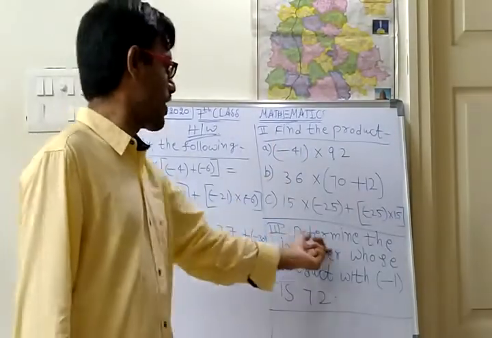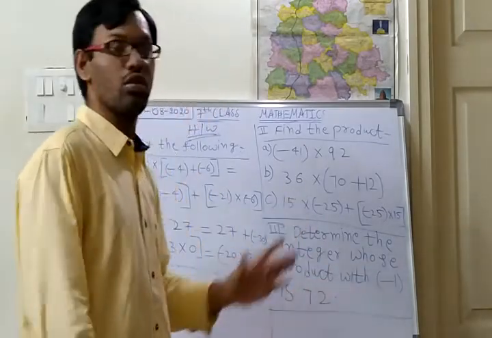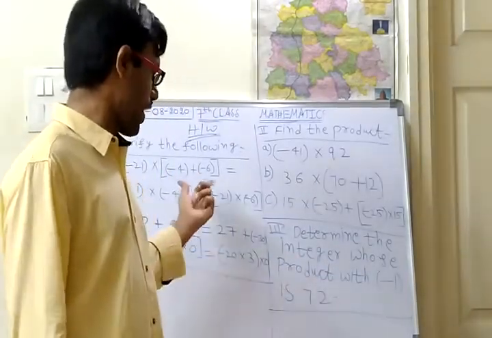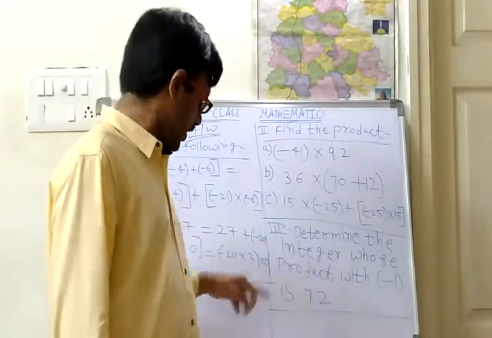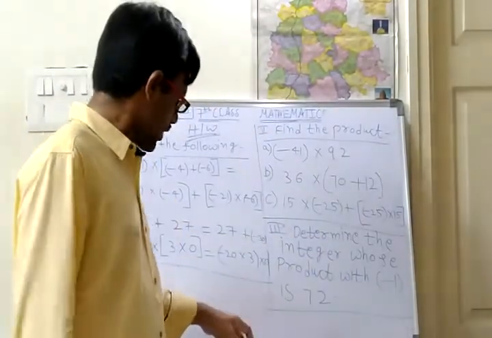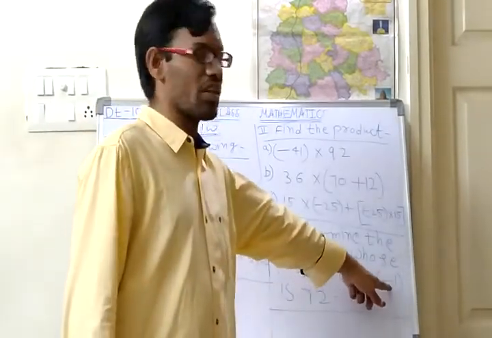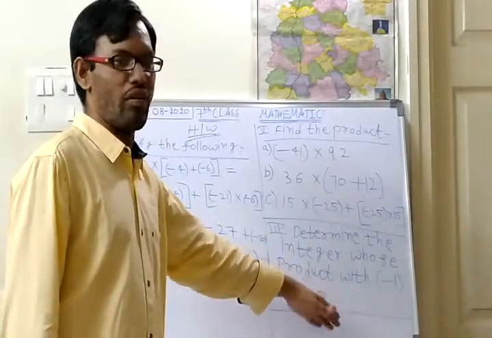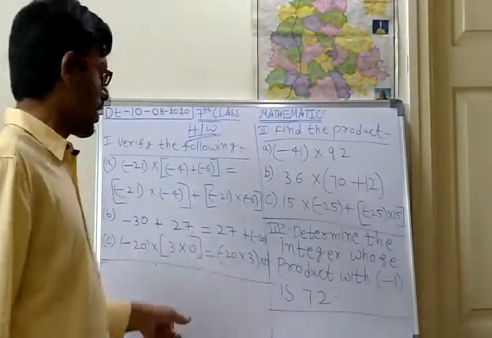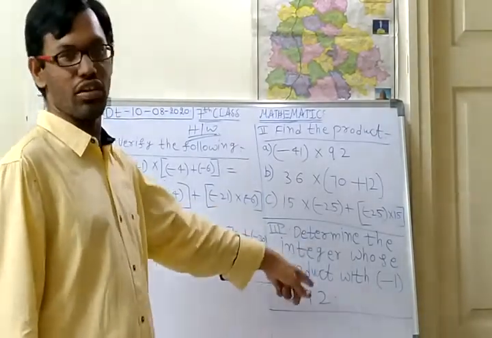Next, determine the integer whose product with minus 1 is 72. So same problem as in the exercise part. In the exercise part there is 5, but here I have given 72. But product with the minus 1 is 72. So you find out the equation and you find x and you do the verification also for this problem. Okay, I should see the verification also for this problem.